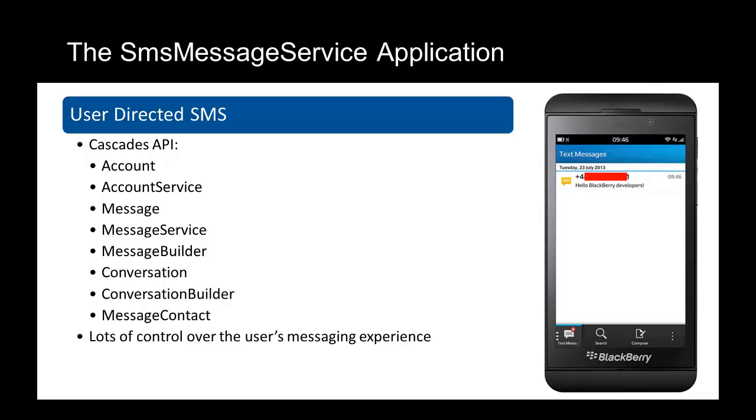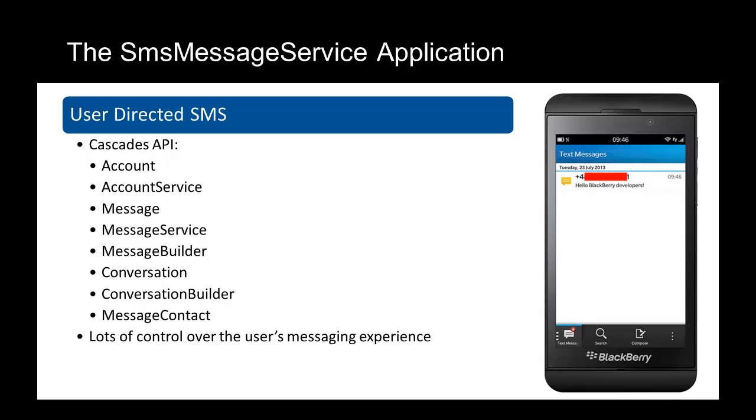Now you'll see when we look at code that I've used the account class, the account service class, because different types of messaging are provided by different accounts on the device. That's the concept, that's the term that we use. So there's an account that handles SMS messaging and also MMS. There's an account that takes care of your work email. There'll be an account you've set up for your Gmail account, for example, and so on. And the account service gives you access to the various accounts set up on a given device.